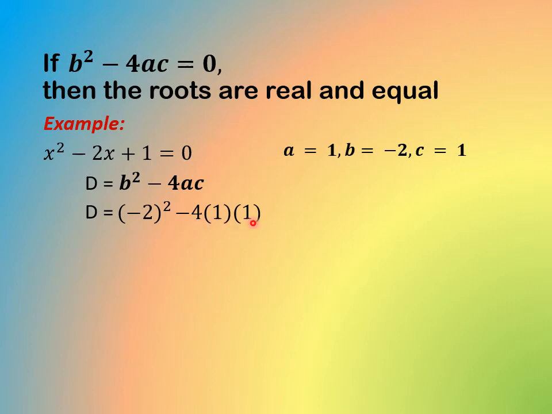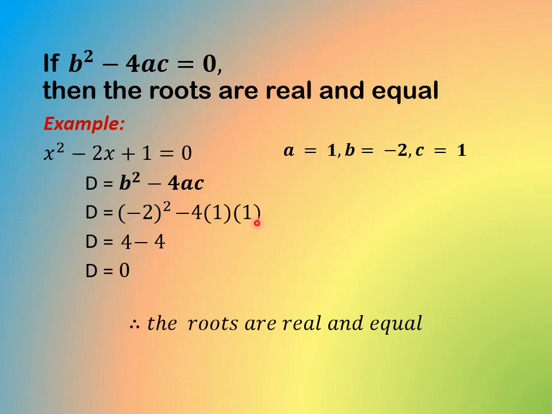Okay. So, evaluate na natin ngayon. So, negative 2 squared, that is equal to positive 4. Correct. Minus 4 times 1. Okay, that is equal to 4. Times 1, that is also equal to 4. So, we have here 4 minus 4. So, 4 minus 4, the discriminant now is equal to 0. So, meaning, the roots of x squared minus 2x plus 1 is equal to 0 are real and equal.